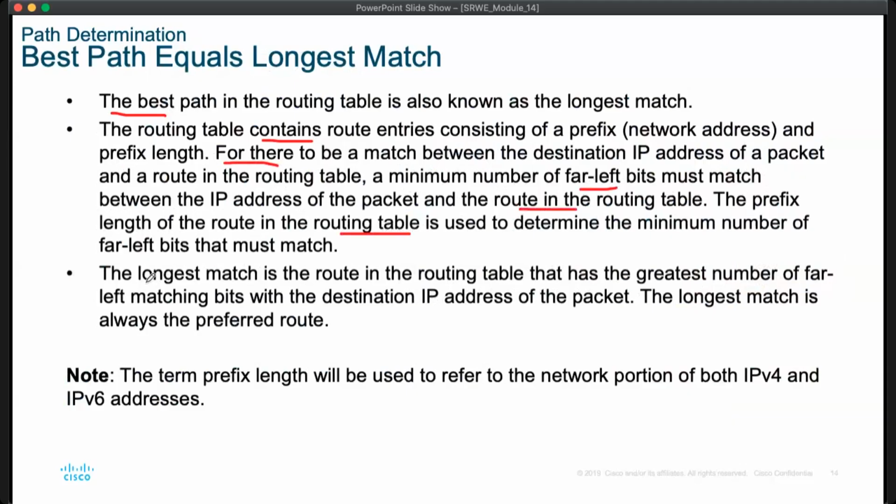The longest match is the route in the routing table that has the greatest number of far left matching bits with the destination IP address of the packet. The longest match is always the preferred route. The term prefix length will be used to refer to the network portion of both IPv4 and IPv6 addresses.